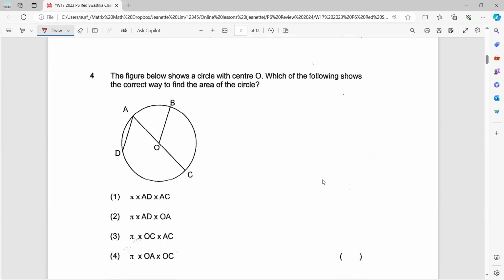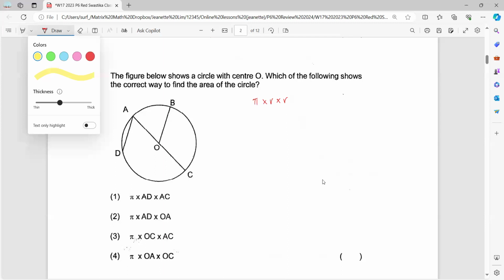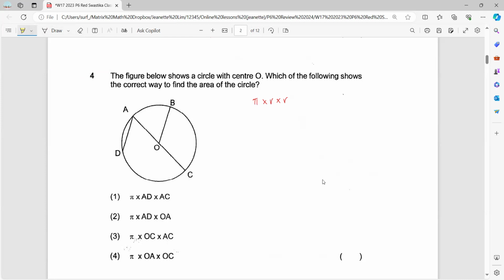Question 4, the figure below shows a circle with center O. Which of the following shows the correct way to find the area of the circle? So to find area of a circle, it's pi times radius squared. So what we need to figure out is where are the radiuses. So I'll highlight all the radius. All the radius will pass through the center of the circle, right? It will touch the center of the circle. So anything with O will be part of the radius, like OB, OA, as well as OC.